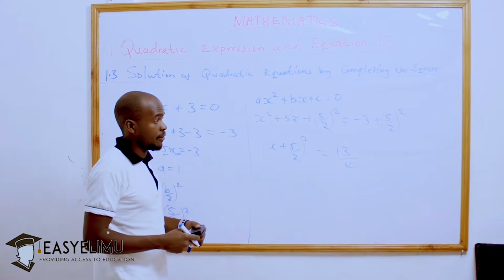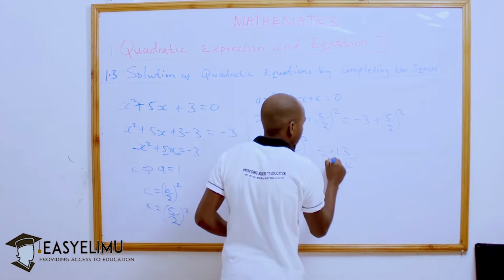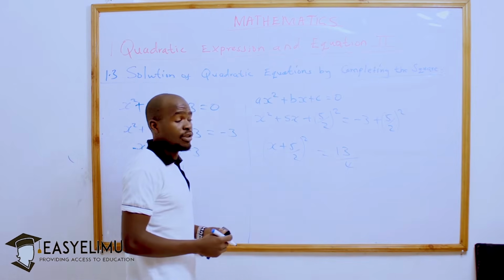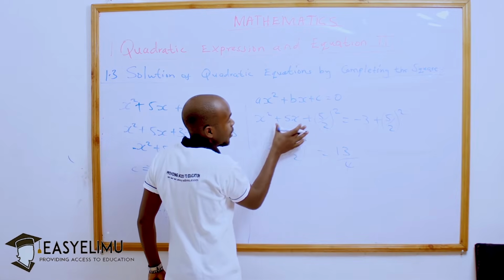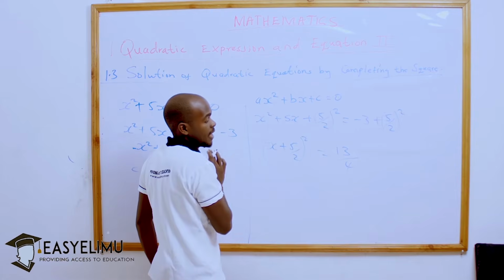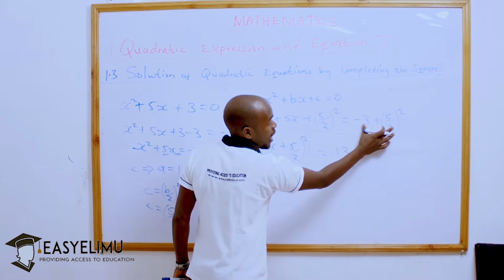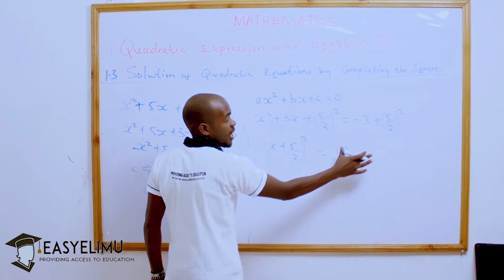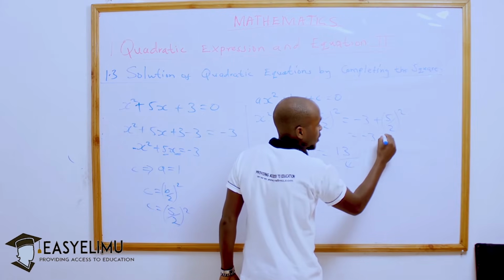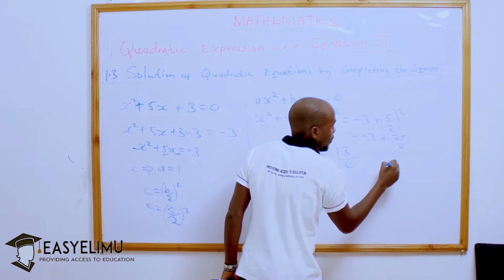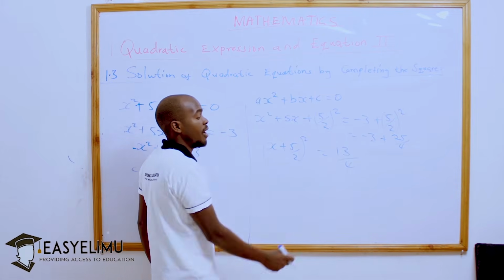Okay, 13 over 4. So we are finding that one, and it is positive, not negative, so it will remain 13 over 4. So we can see that if we factorize this expression on the left hand side, we shall have it like this, and on the right hand side, if we do the addition and subtraction of the terms which are on the right hand side, we are going to get, first we can do this one is negative 3 plus 25 over 4. And if you do that using LCM, you will find 13 over 4.